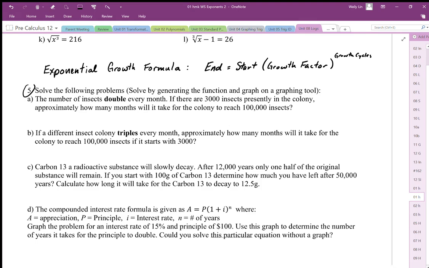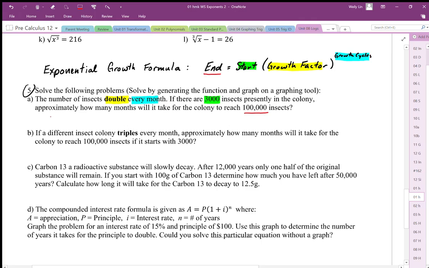So here we take a look at 5a. It talks about the number of insects. It doubles every month. So the doubling part of this represents our growth factor. Our growth cycles then is going to be every month. So that's going to relate to our growth cycles. The 3,000 insects is what we're starting with. And we're calculating the end amount. So it's going to end up with 100,000 insects. So that's our ending amount.